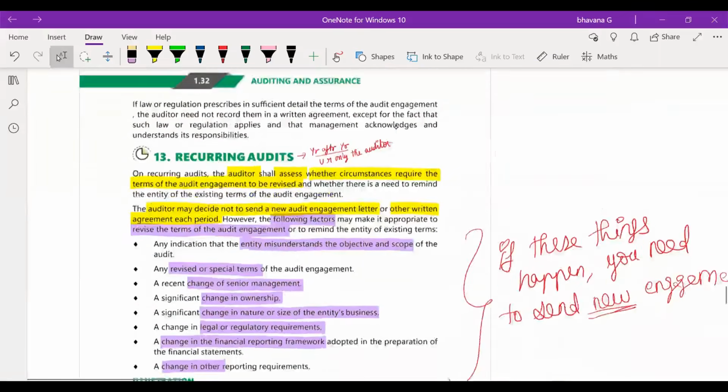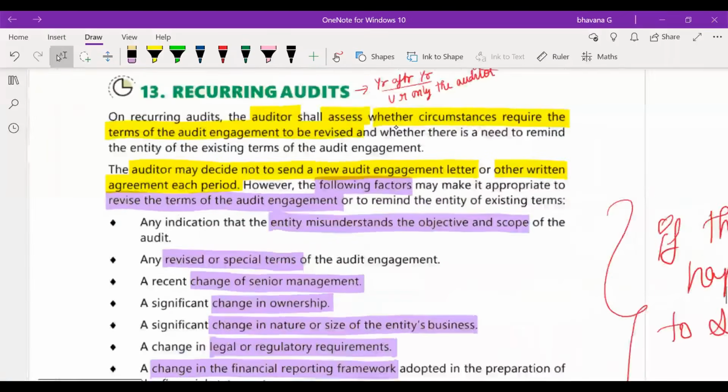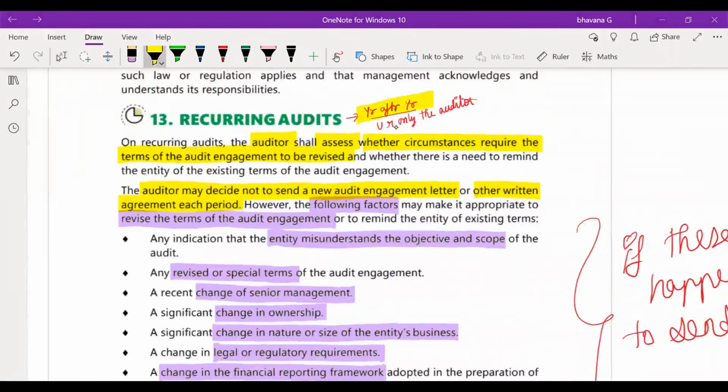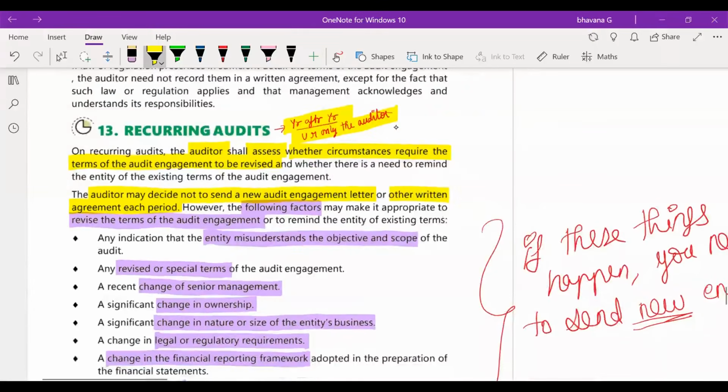Next is recurring audit. Recurring audit means nothing but year after year you are appointed as the auditor. A few people here might have a doubt, whoever has studied company audit. See, how can an auditor be appointed year after year?